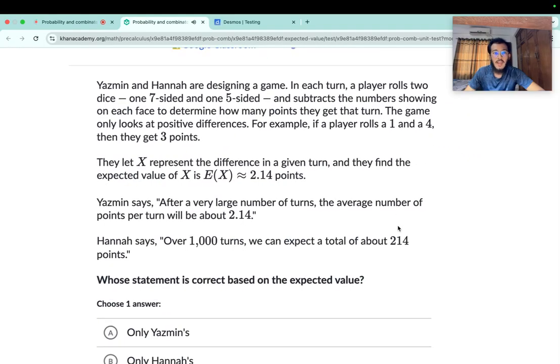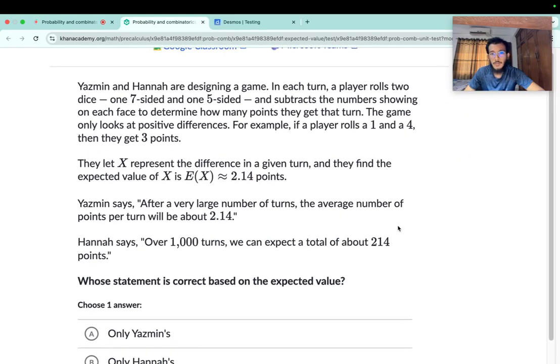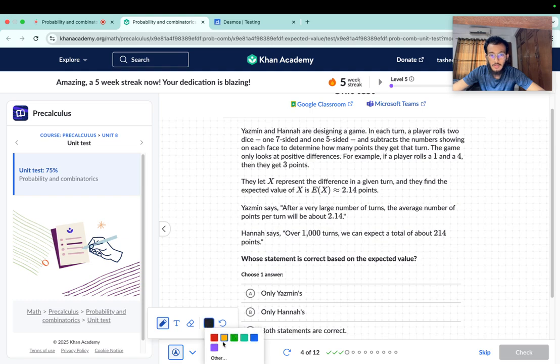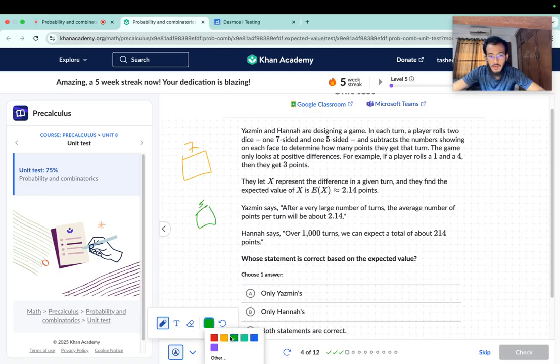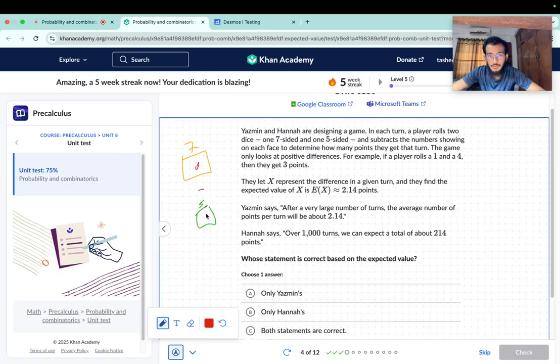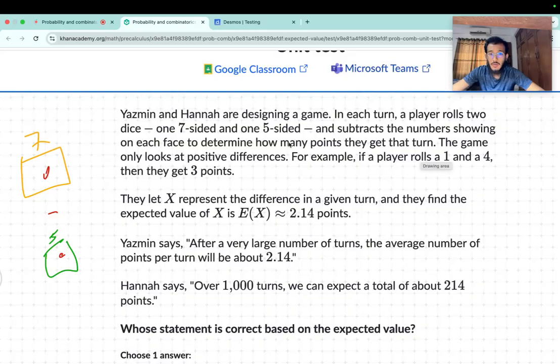Okay, so Yasmin and Hannah are designing a game. In each turn, a player rolls two dice, one seven-sided and one five-sided, and subtracts the numbers showing on each face to determine how many points they get that turn. All right, so you have two dice, one seven-sided and one five-sided. Whatever number you have here, you subtract that with this one, and that determines how many points they get that turn. The game only looks at a positive difference. For example, if a player rolls 1 and 4, then they get 3 points.